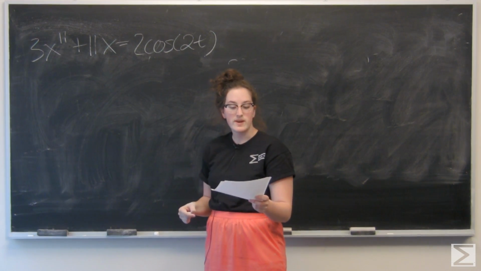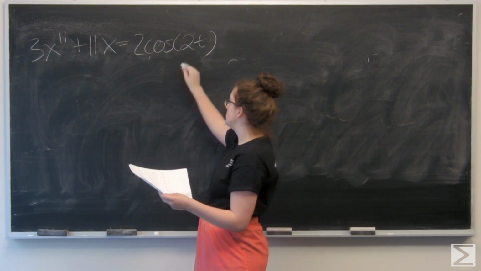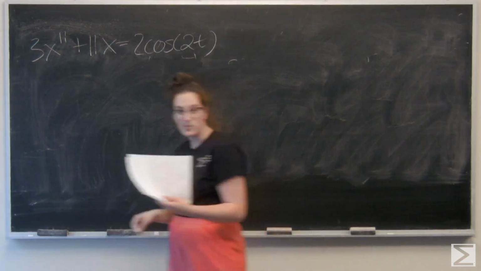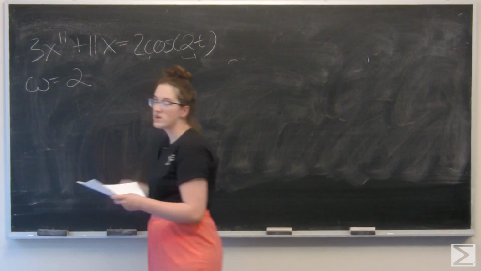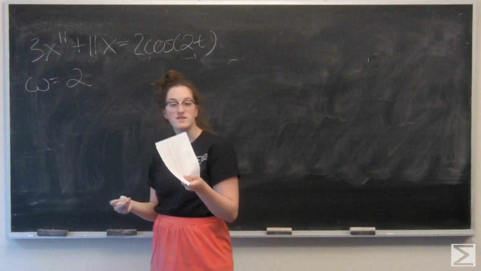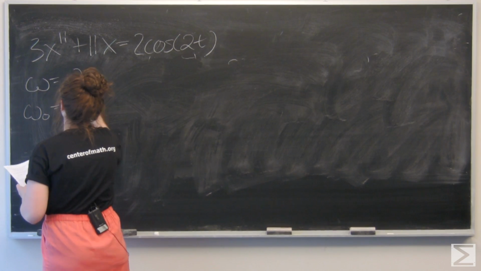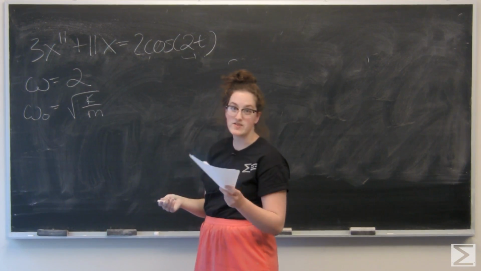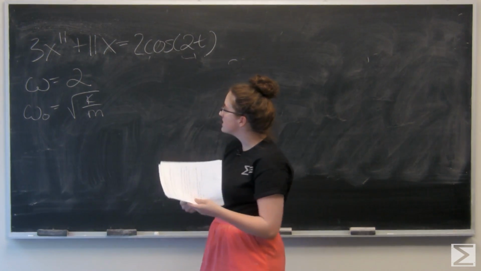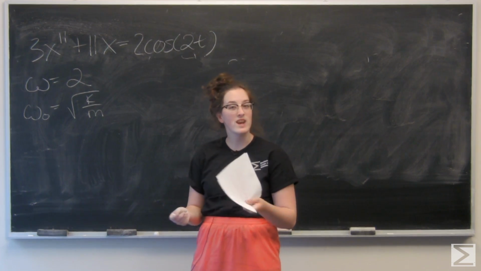Well, it's pretty easy to identify the forcing frequency. It is the coefficient of t inside that cosine, so omega equals 2. And the textbook gives me an equation for omega naught, and it is the square root of k over m, which I can identify from this equation to be 11 and 3 respectively. So I'm looking at the square root of 11/3. I put that in my calculator earlier, and it is 1.915.